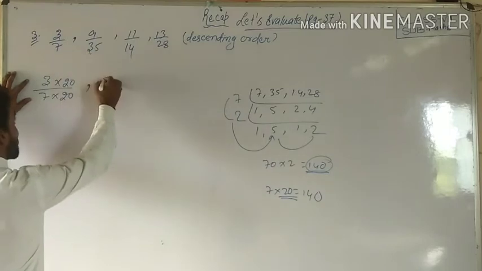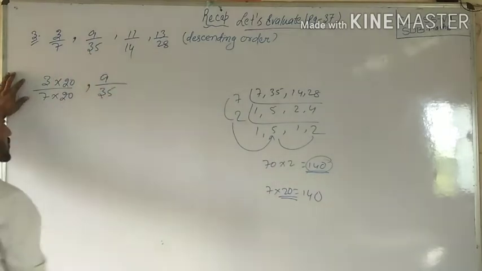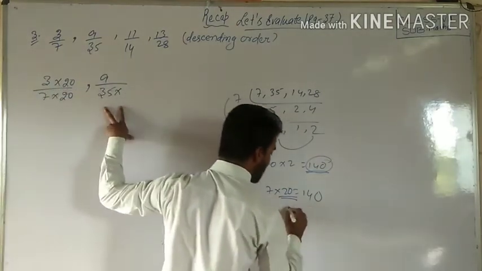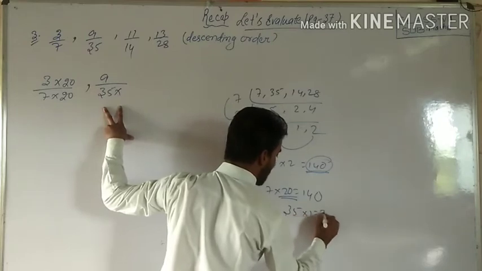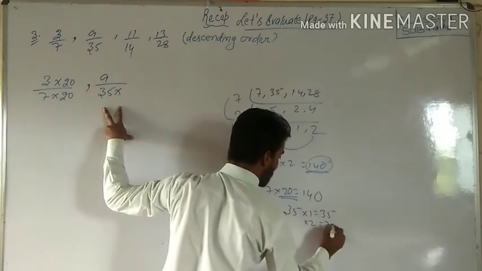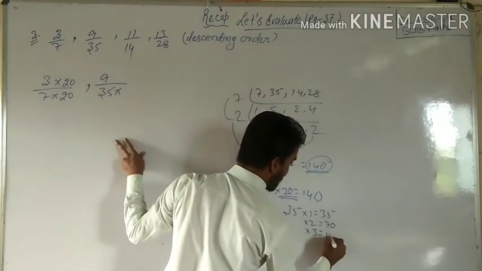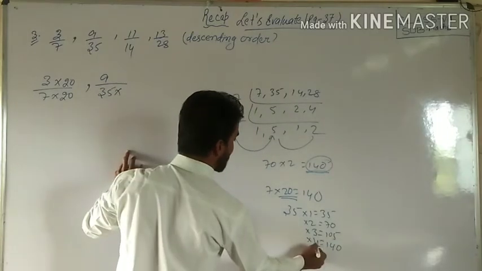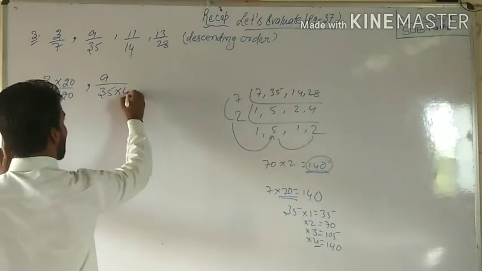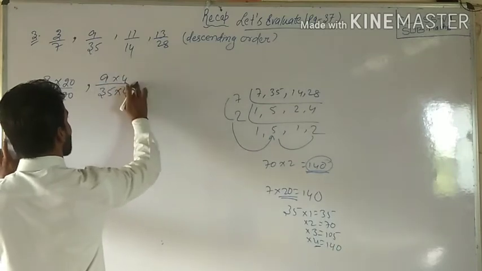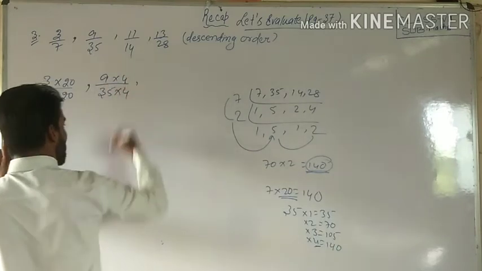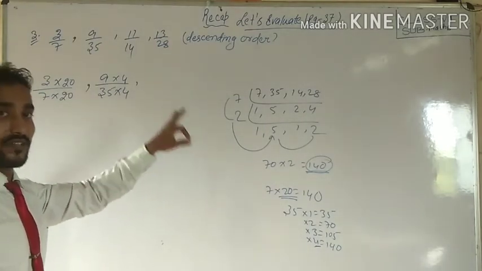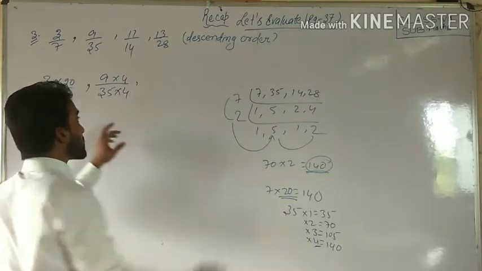See the next question, next fraction 9 by 35. Students, if you have to make the denominator 140, which number will be multiplied? 35 ones are 35, 35 twos are 70, 35 threes are 105, 35 fours are 140. How many times? 4 times. It means 35 into 4, so 9 into 4, 36. Okay, students, you have to memorize that if the denominator is multiplied by any particular number, 100% assured the numerator will be multiplied by the same number.